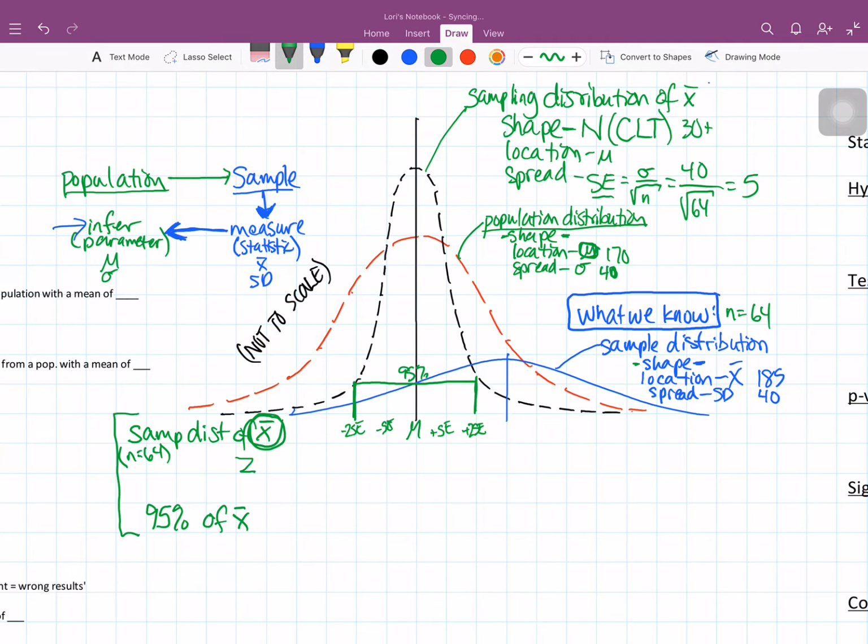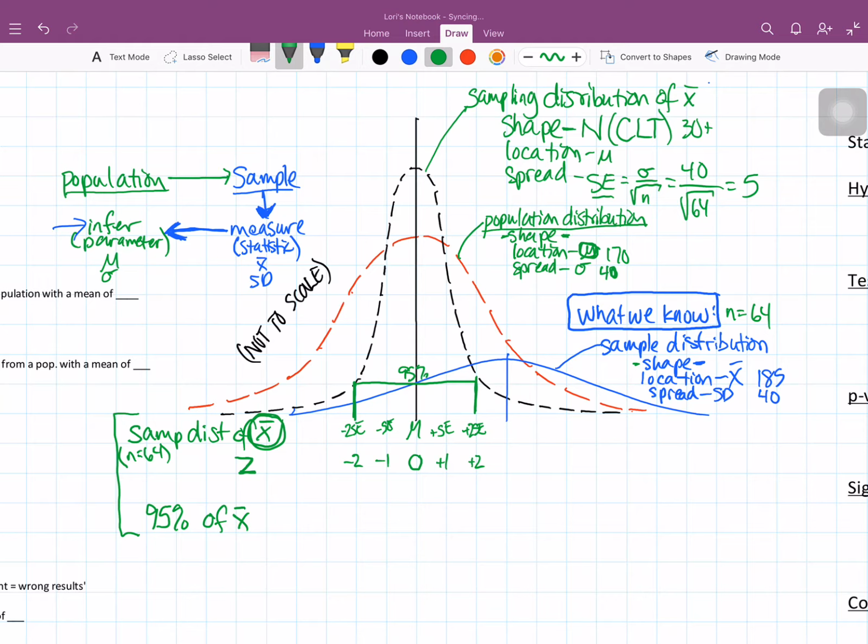Now, if you recall, those correlate with an actual z-value, and the z-value for the mean is equal to 0. The z-value for plus 1 standard error is plus 1, and the z-value for plus 2 standard errors is plus 2. Similarly, we have minus 1 and minus 2 here. So 95% of our sampling means are going to be between plus 2 and minus 2 of a z-value.